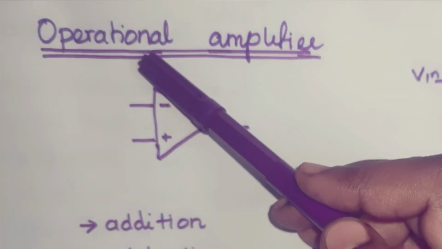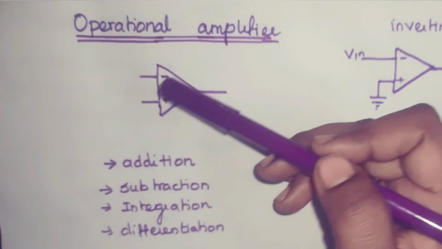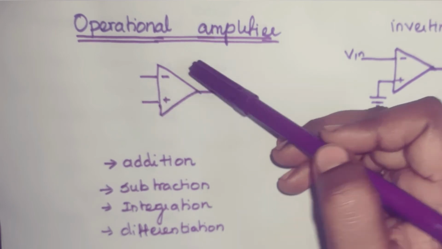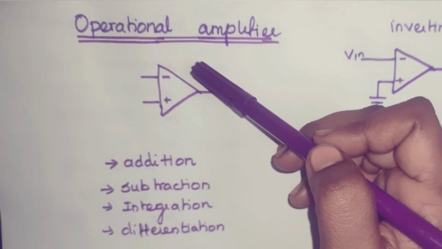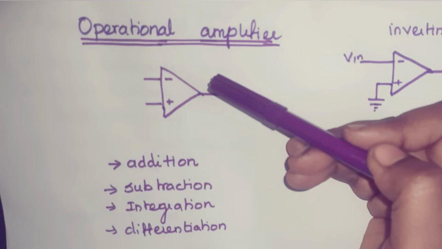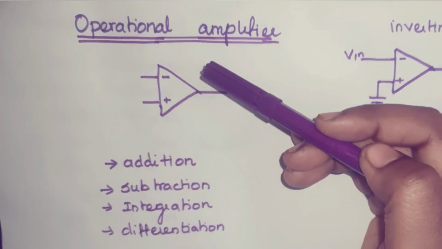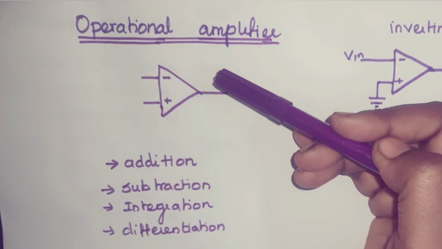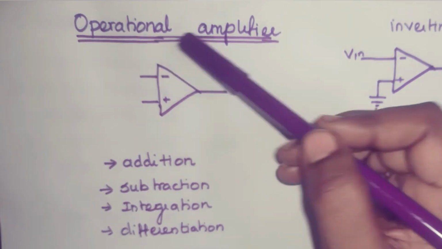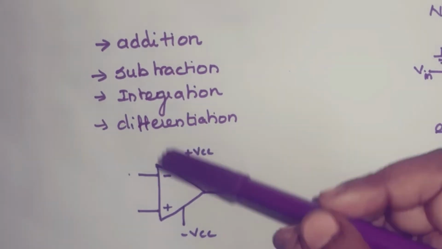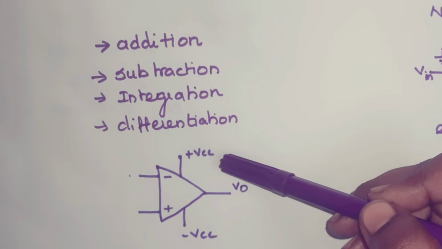How did the name Operational come about? By connecting resistor and capacitor with this operational amplifier, we can perform mathematical operations like addition, subtraction, differentiation and integration. So only it is called operational amplifier. So this is the symbol of the operational amplifier.